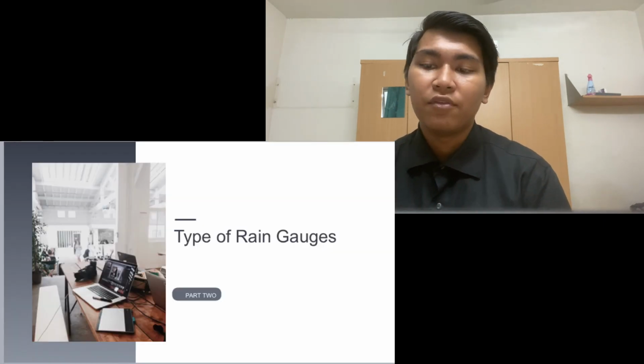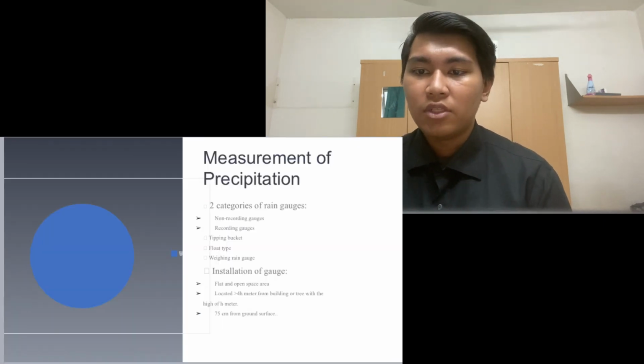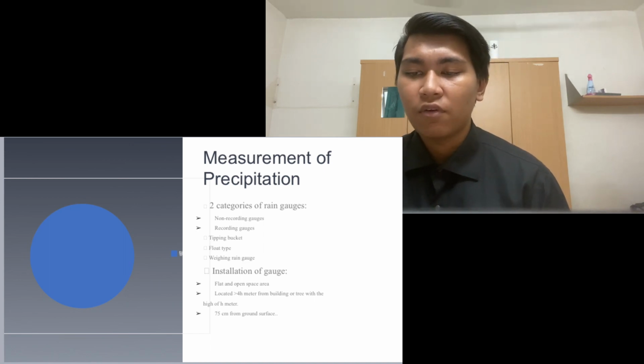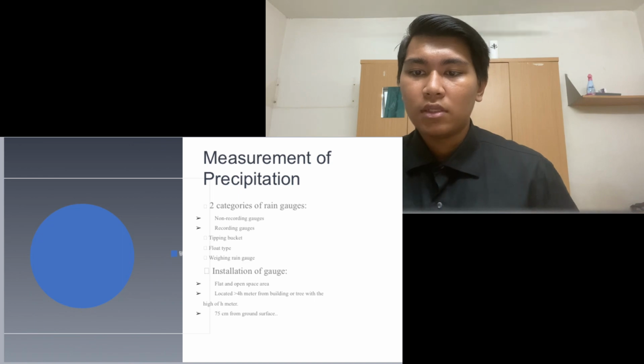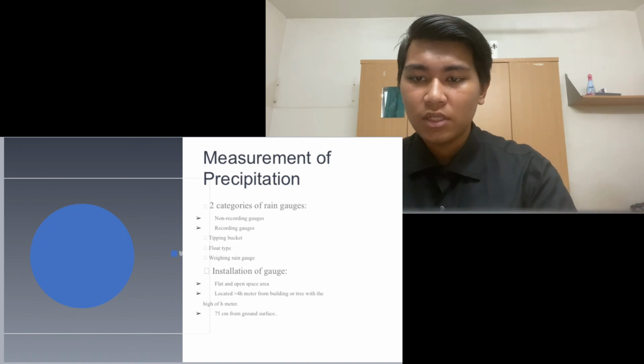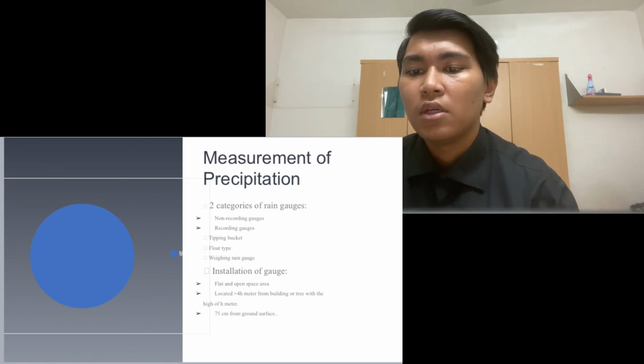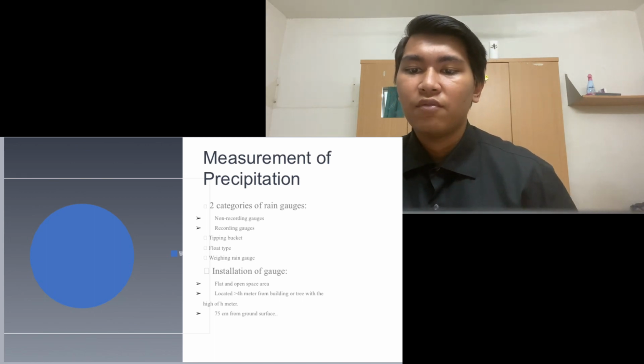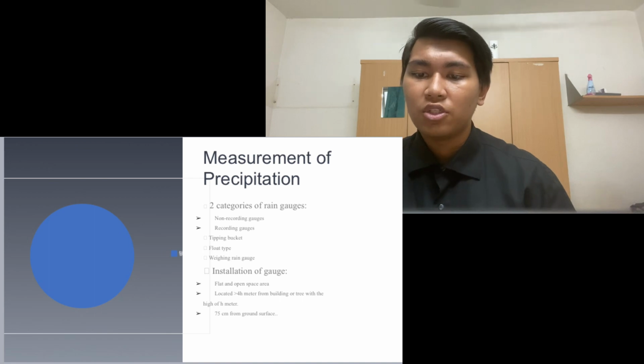So the types of rain gauges for measurement of precipitation. There are two categories of rain gauges. Number one is non-recording gauges. Number two is recording gauges. For recording gauges, we have three, which are the tipping bucket, float type, and weighing rain gauge.